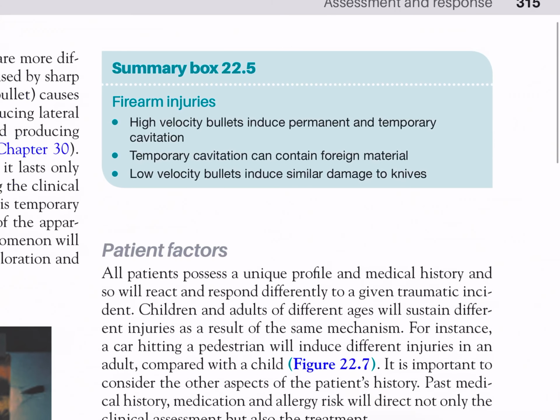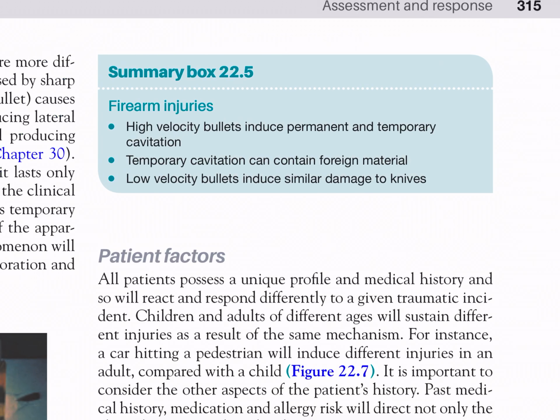Summary 22.5, firearm injuries. High velocity bullets induce permanent and temporary cavitation. Temporary cavitation can contain foreign material. Low velocity bullets induce similar damage to knives.